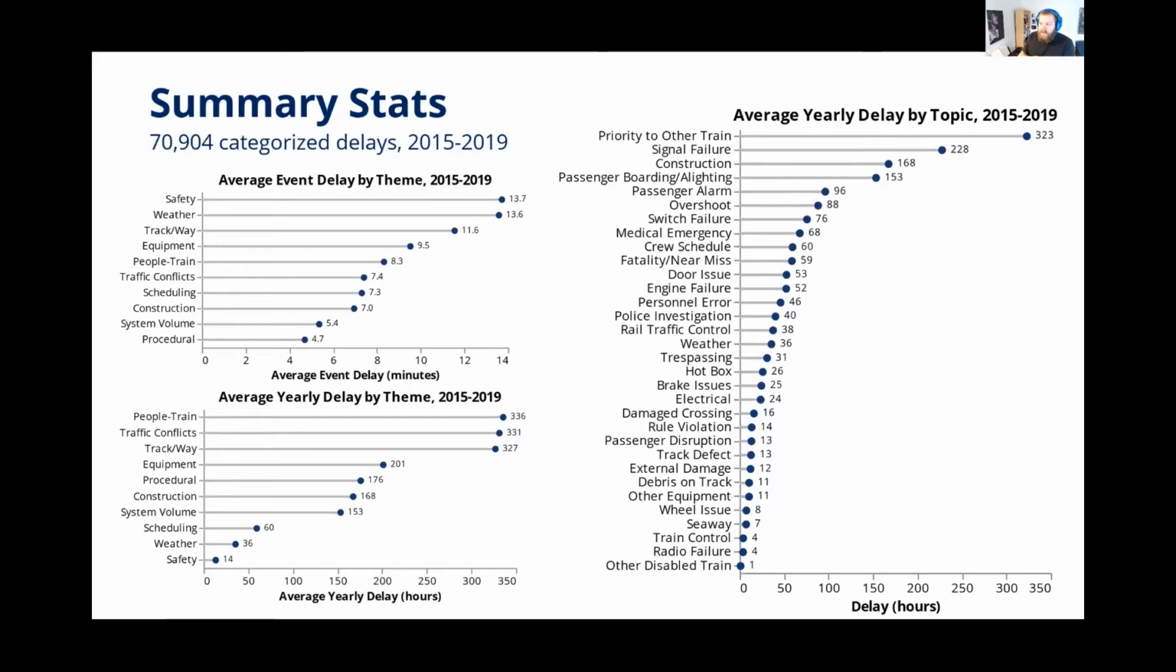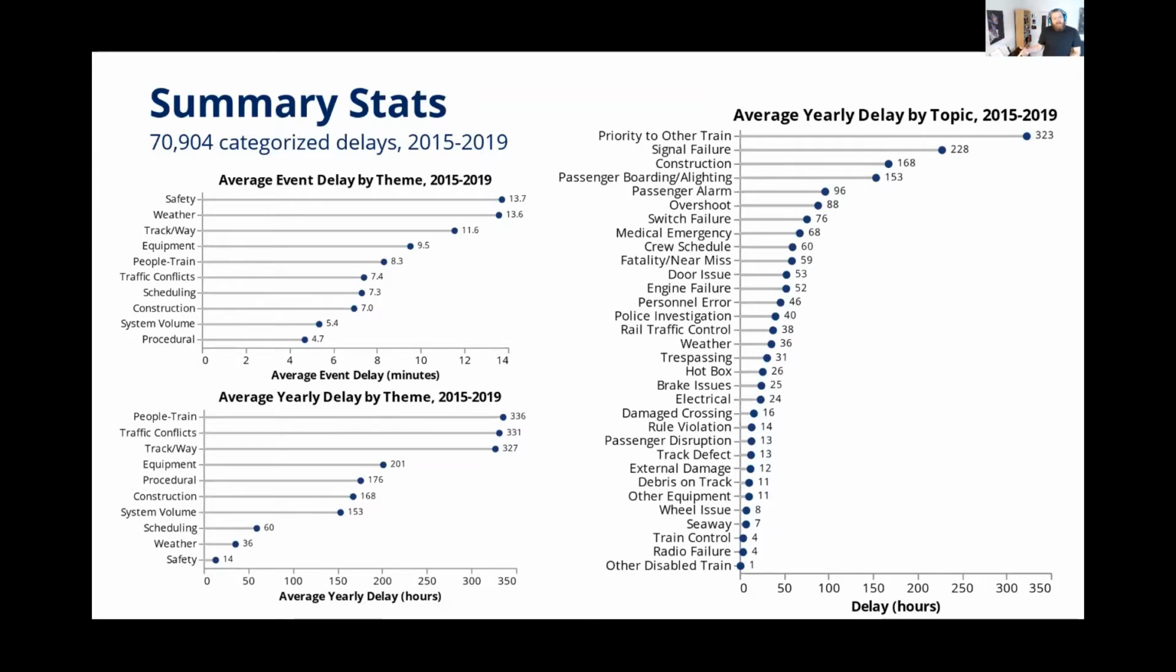By the way, these are average yearly delays over the course of 5 years, where we're dealing with about 70,000 or 71,000 data points. As you can see, construction and passenger boarding and alighting also cause a fair bit of delay, but those incidents don't take as long, they're just more frequent. So there's always this trade-off.